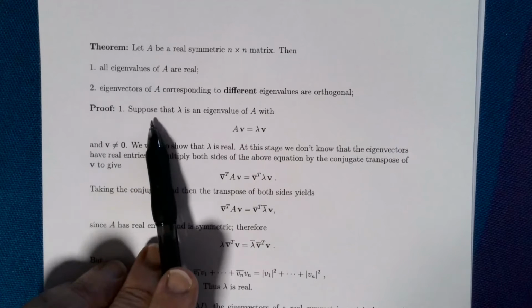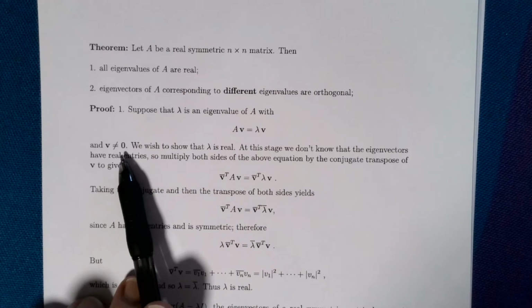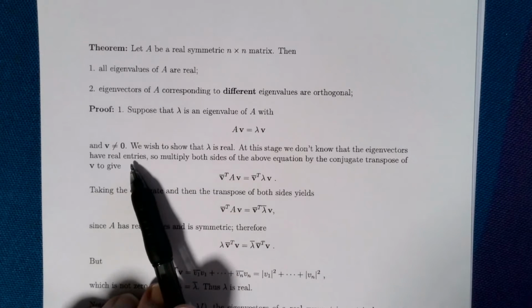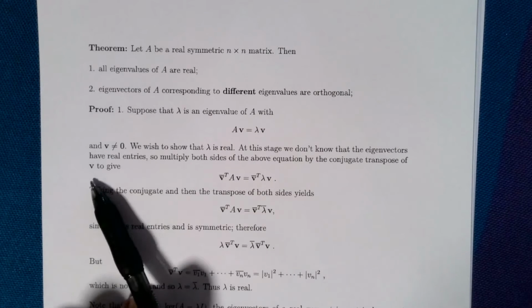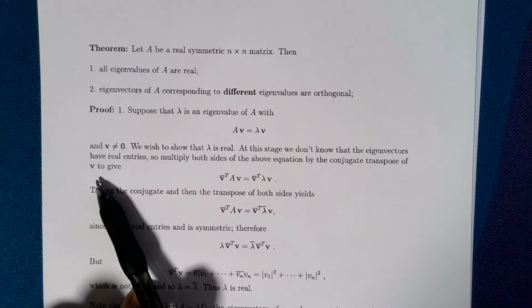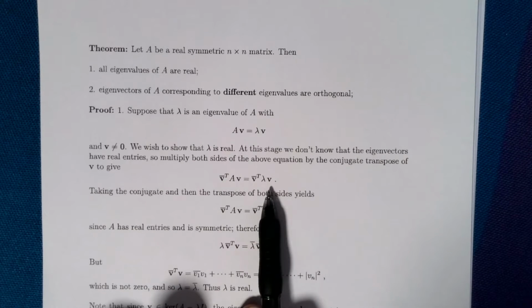So firstly, if we take lambda to be an eigenvalue of A, so AV is lambda V for some vector V, and V is not 0, we want to show that lambda is real. Now at this stage we don't know anything about the eigenvectors, and so I'm going to multiply both sides by the conjugate transpose of V. Now of course we'll see that the V's are real, so the conjugate doesn't do anything, but at this stage we'll multiply by the conjugate transpose to obtain this.